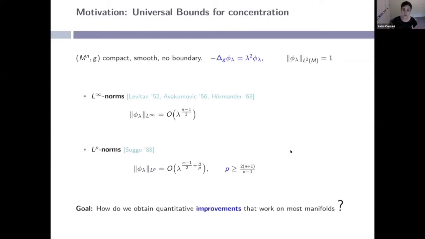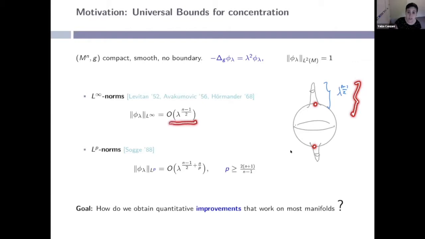But now it's a good moment to mention that since what we want is improvements on the bounds, one example of eigenfunctions that saturate these bounds are the zonal harmonics on the sphere. So if this is the n-sphere, the zonal harmonics are just eigenfunctions that peak both at the north and south pole. This is the plot of the absolute value of the eigenfunctions. And the way in which they peak is that the height of this peak is lambda to the (n minus 1) over 2. So really at the north and south pole, these eigenfunctions are saturating the L infinity norm. And actually, these zonal harmonics also saturate the LP norms as long as you remain above the critical exponent.